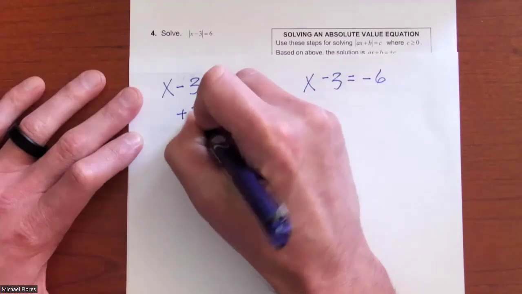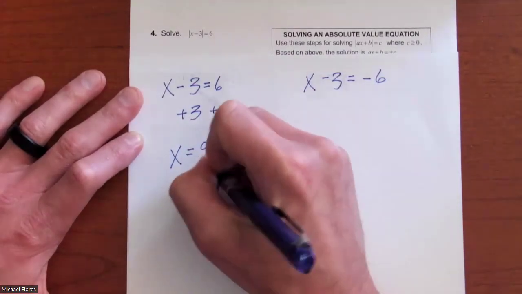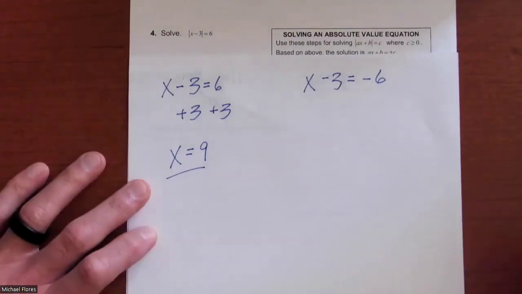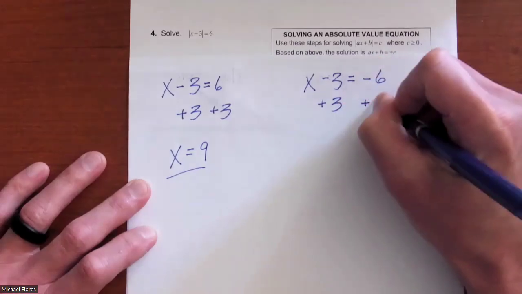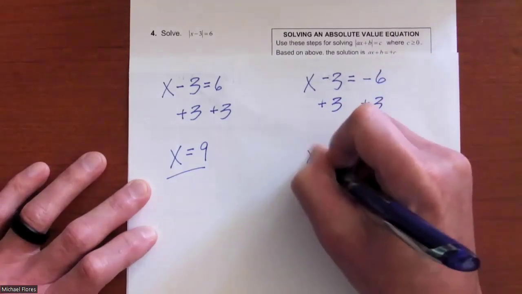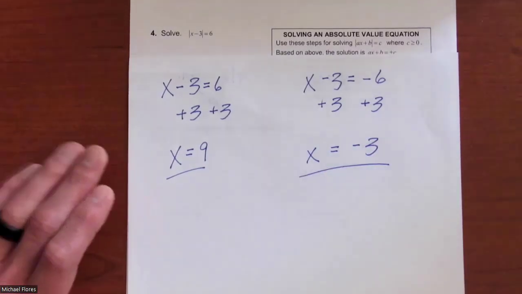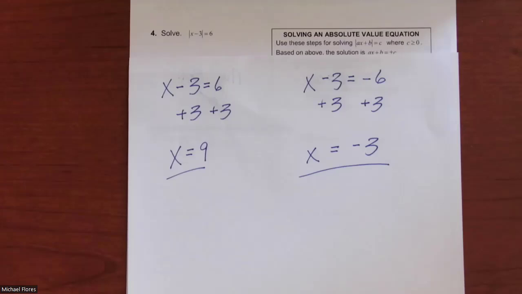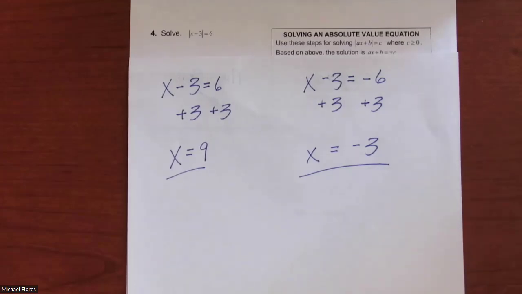Now let's solve this one. Add 3. X equals 9. That's one possible solution. Okay, let's add 3 here too. X equals negative 3. Now you might be thinking to yourself, okay, well, our only possible answer is 9, because remember, we can't have a negative. Wrong. We can have a negative. Just when you plug it in, it has to make sense. It has to be a true statement.